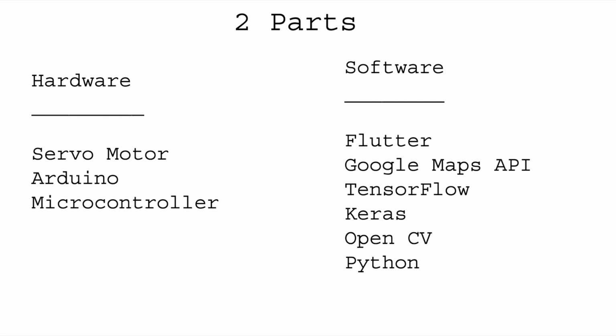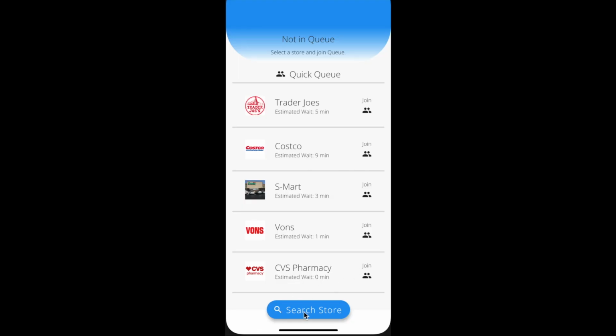The algorithm ran through each frame, and if it detected a mask, it would send a signal via a serial port to the hardware. Our system used a Python library called PySerial to communicate between the software and hardware. The simplistic interface provides a great user experience for the customer. Users can choose a quick queue, which instantly queues you up with your most frequently visited stores, or they can press the search button on the screen.